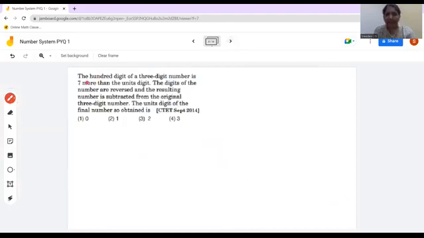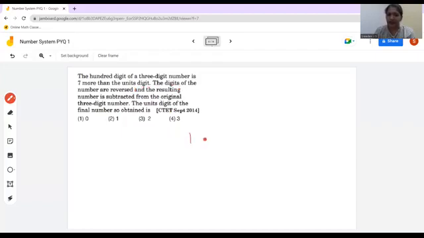Next question. The hundreds digit of a 3-digit number is 7 more than the unit digit. The digits of the number are reversed and the resulting number is subtracted from the original 3-digit number. The unit digit of the final number obtained is? So here this is also done by assumption only. So the hundreds digit of the 3-digit number.